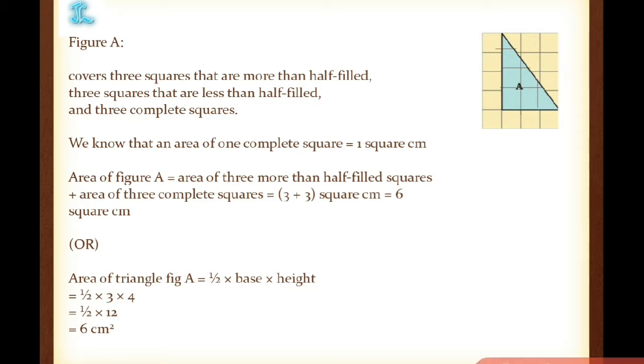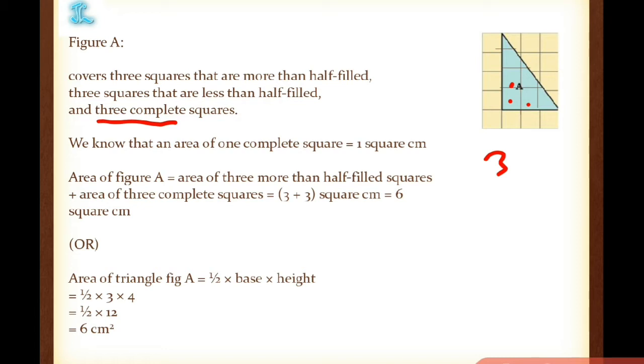Now, we'll count. In figure A, first the easy thing, how many full-filled squares are there. That is complete squares. This is a complete square. This is a complete square. This is a complete square. So, how much did we get? We got 3 complete squares. I have written it here. 3 complete squares.